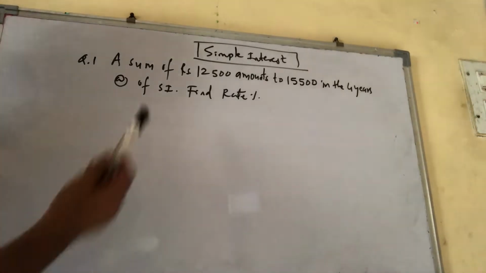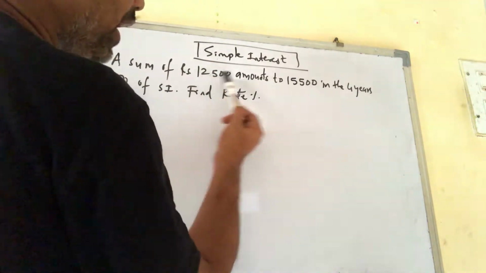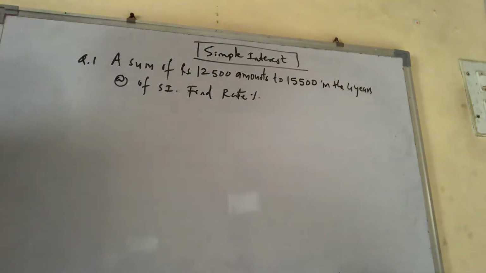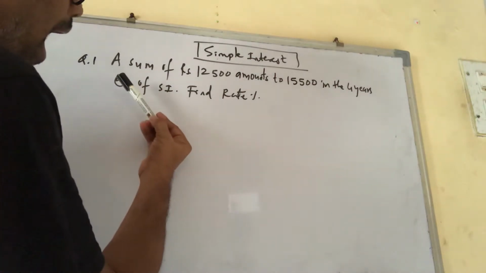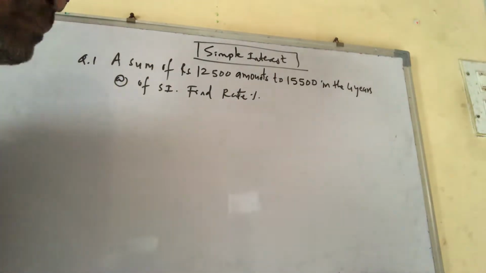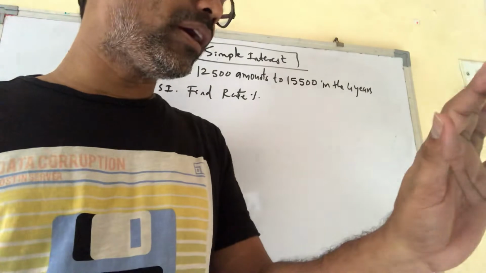See, the question says a sum of rupees 12,500 amounts to rupees 15,500 in how many years? It is 4 years at the rate of simple interest. Then find rate percent. Here we have to find rate percent.